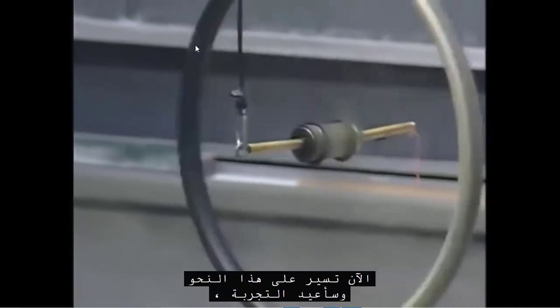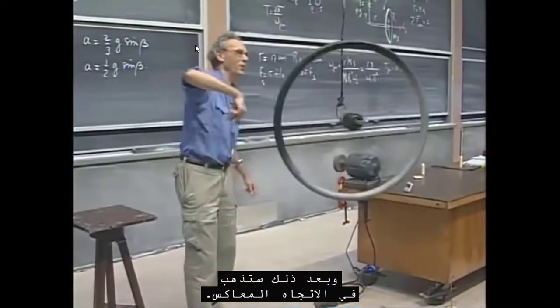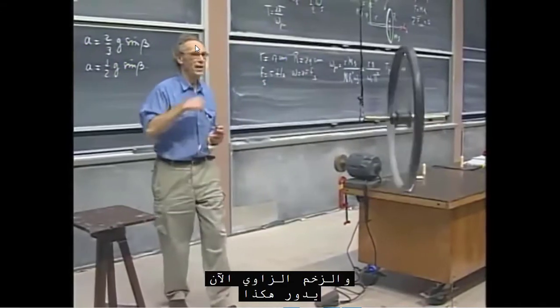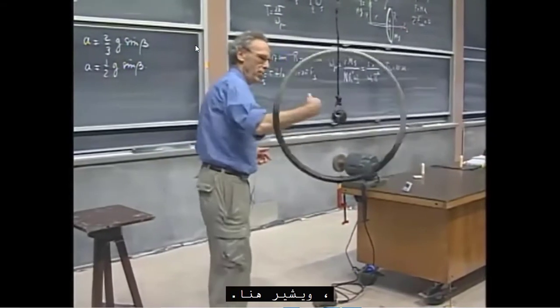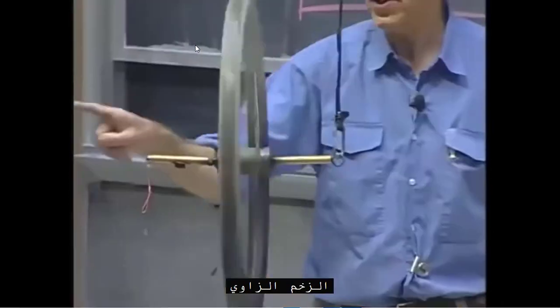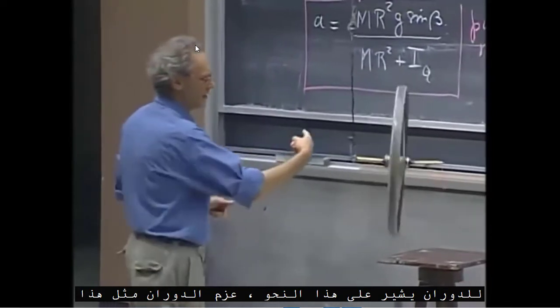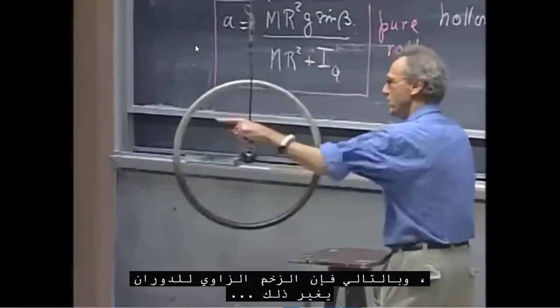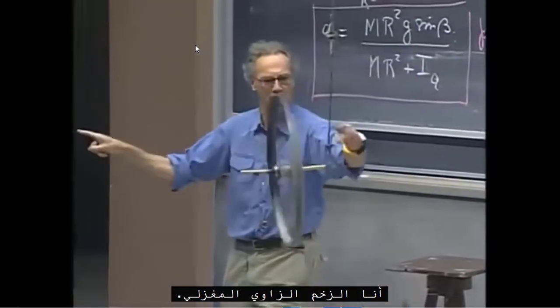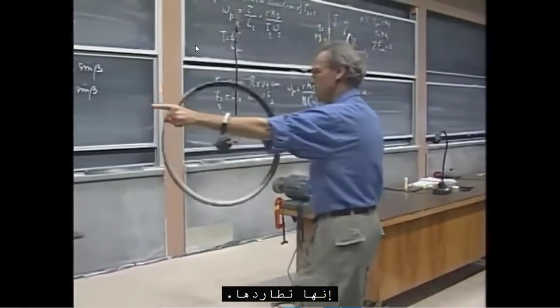Now it's going this way, and I'm going to redo the experiment, changing the direction of rotation, and then it will go the other way around. And now the angular momentum, if it is rotating like this, is pointing here. Spin angular momentum is pointing like this. Torque is like this. And so the spin angular momentum is chasing that torque. I'm the spin angular momentum, I'm the torque. This is the torque. It's chasing it.